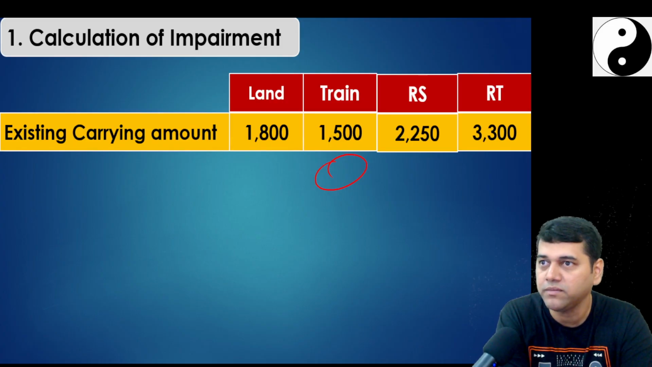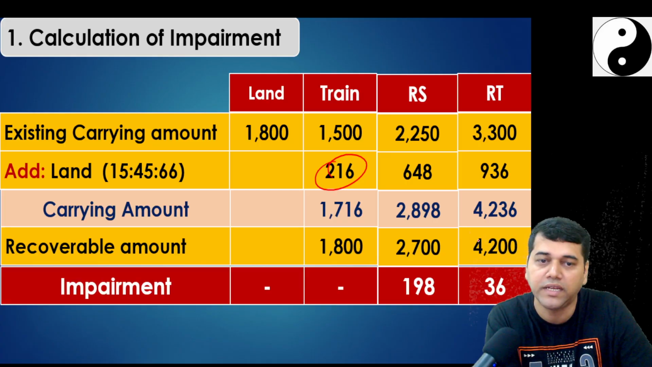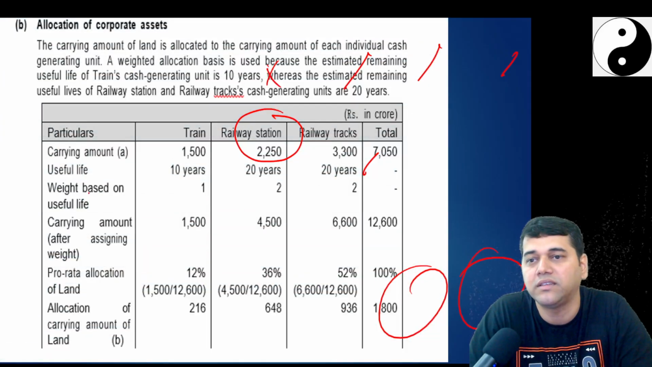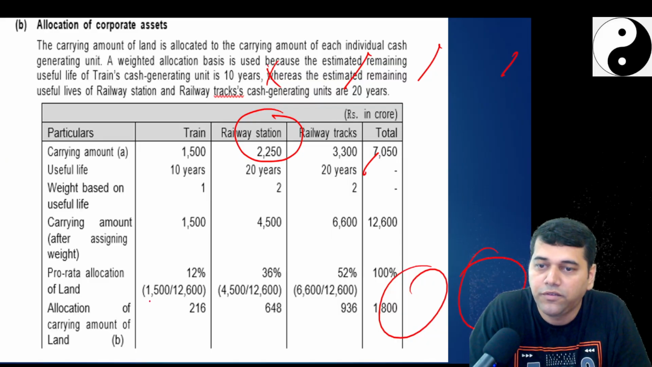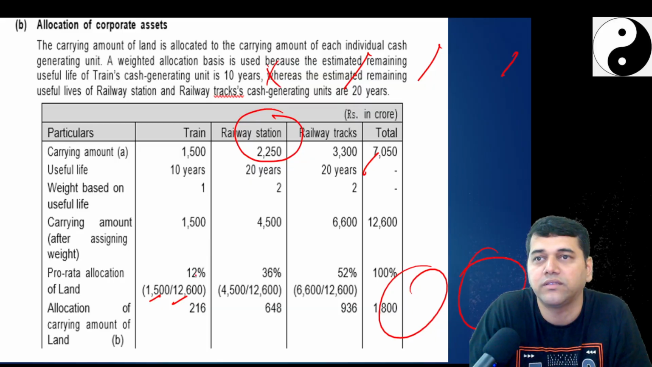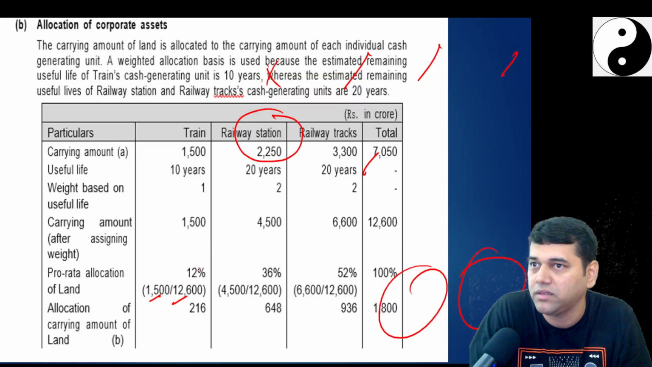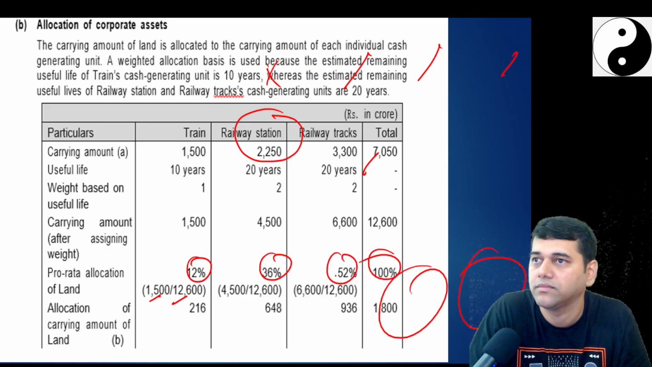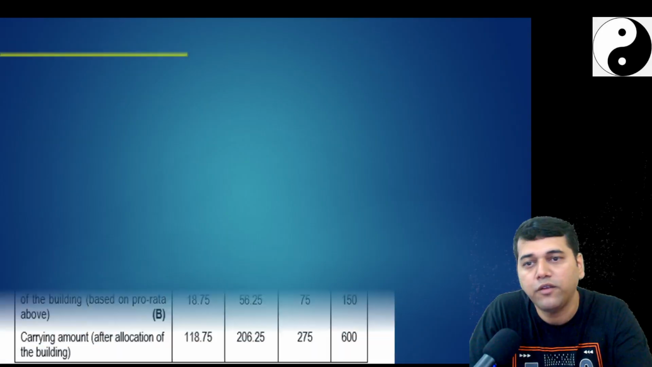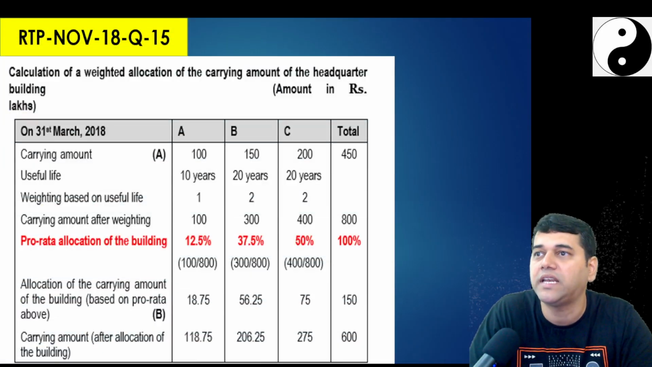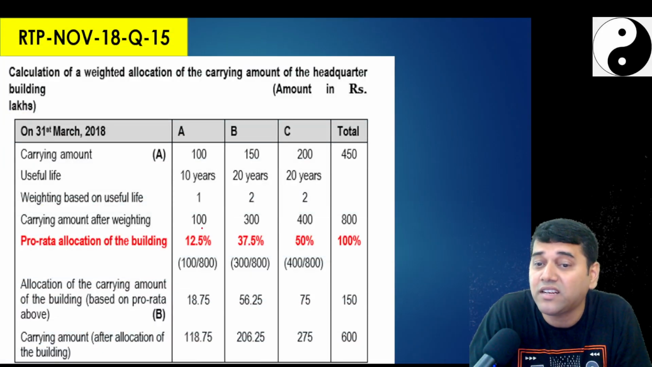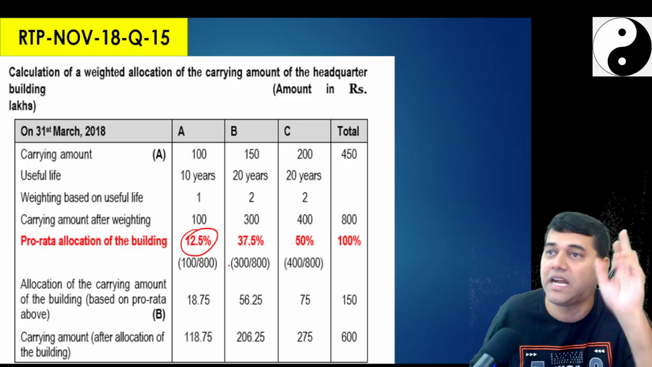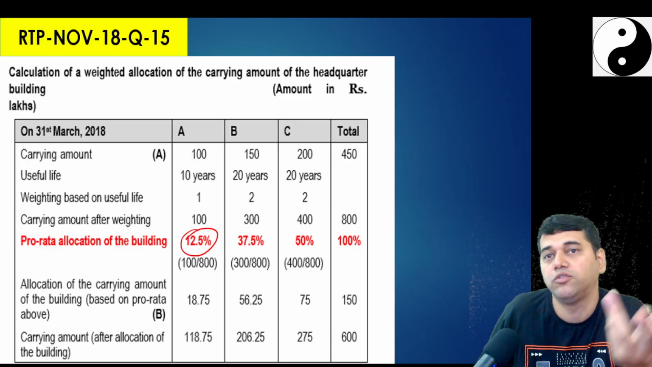I'll move further. Like this, 198 and 36 we got. See, this is what they have done in the suggested answer. 15 by 126 comes to 11 point something, and they have made it a full 12%. Now, how would my previous question tally? Exact rounding, like 12.5 is taken as full. In RTP, when this question came, ignore decimal was not there.